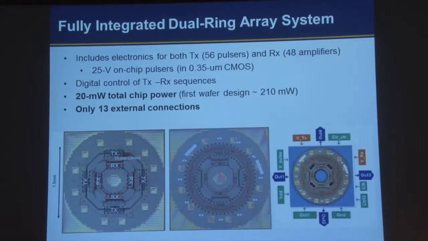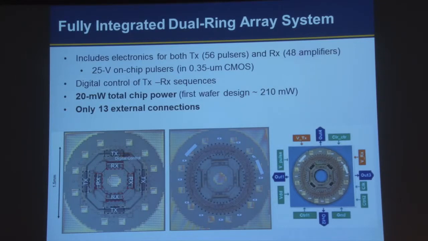Again, this 25 volt is a limitation of the CMOS process that we use. It's a 0.35 micron process. And then we have digital control, and overall power is 20 milliwatts. And this is basically when we get the chips after CMOS fabrication. This is after we fabricate our CMOS on top of it.